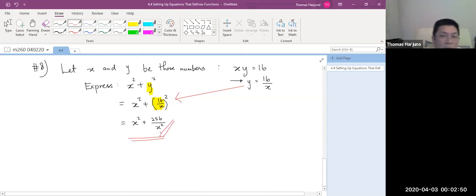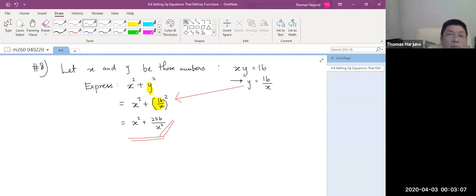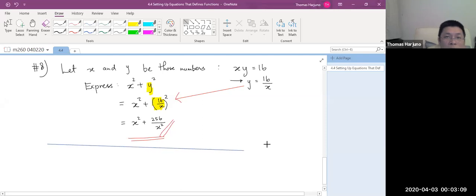Now somewhere in calculus 1, they will ask you to find the x that gives you the smallest sum of squares, let's say. That's something we cannot answer right now. That's for number 8.